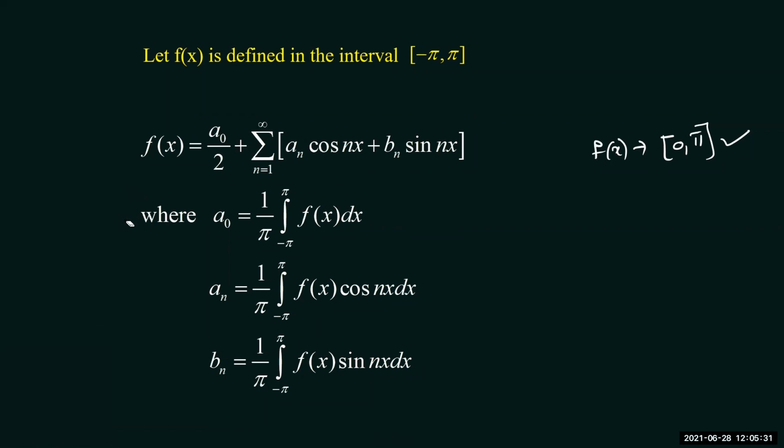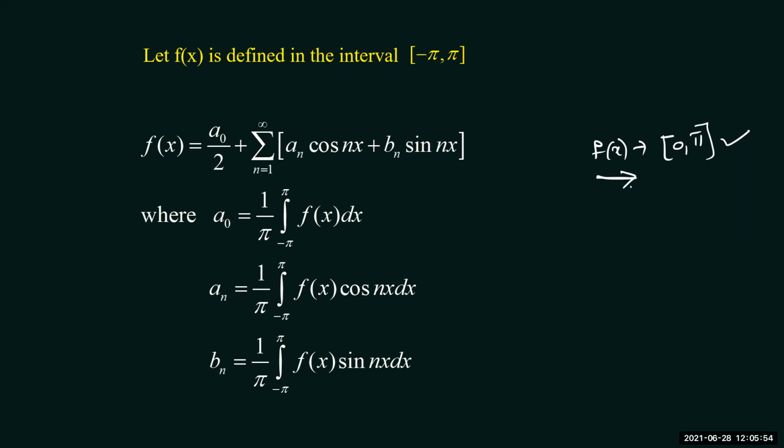We can write f of x as a naught by 2 plus summation of a n cos nx plus b n sin nx. And the Fourier coefficients a naught, a n and b n can be calculated by these three simple integrals. So this is one point which you know already. Now the question is still, I didn't forget it: to find the Fourier series in this half interval, right? So here is the question. But I'm going to use this simple idea.